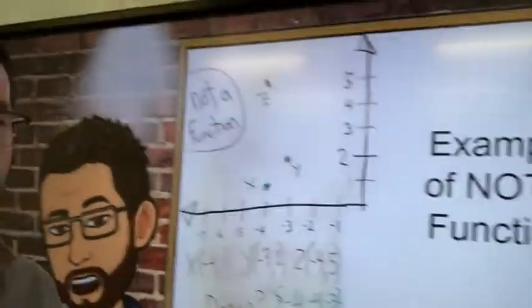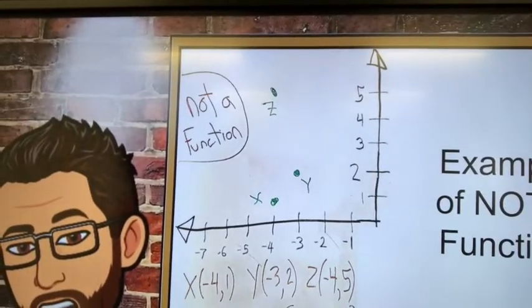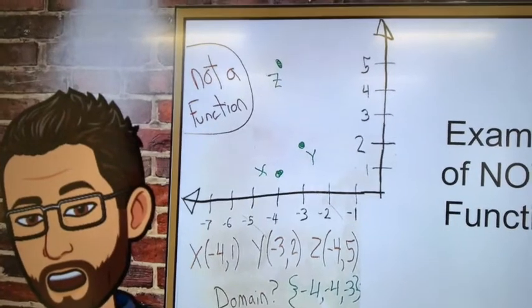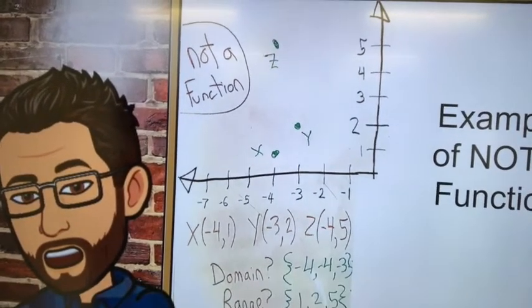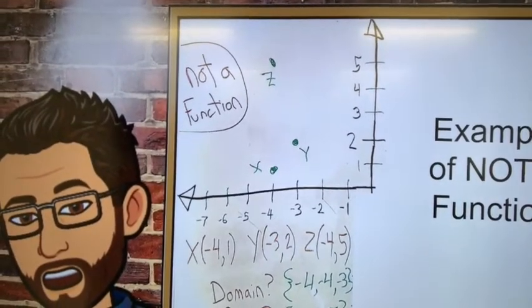Example of not a function, we did the exact same thing. We listed the 3 coordinates, and we listed the first x values in the domain and the second y values in the range, and this is not a function because it repeats in the domain. So if there's a repeat in the domain, it is not a function. It's still a relation. It's still all kinds of good things. It's just not a function.